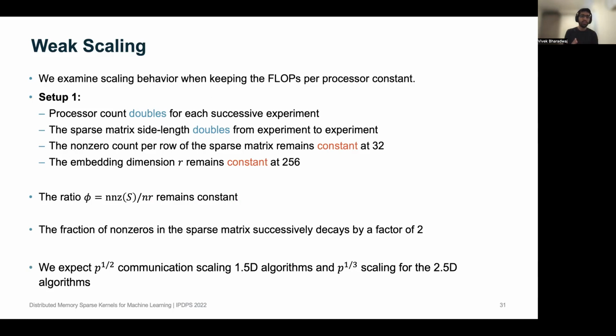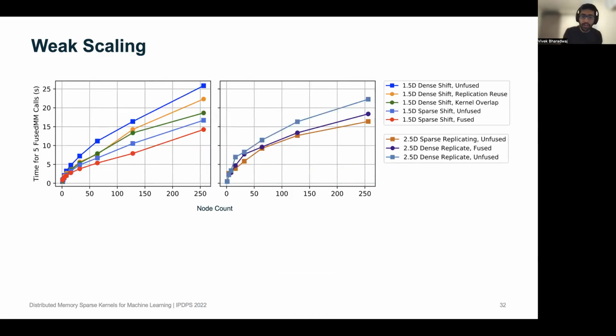You'll notice that the ratio phi equals number of non-zeros of S over NR remains constant, but the fraction of non-zeros in the sparse matrix is successively decaying by a factor of 2. In this case, we expect p to the 1/2 communication scaling from our 1.5D algorithms and p to the 1/3 scaling for our 2.5D algorithms. And here are our results.